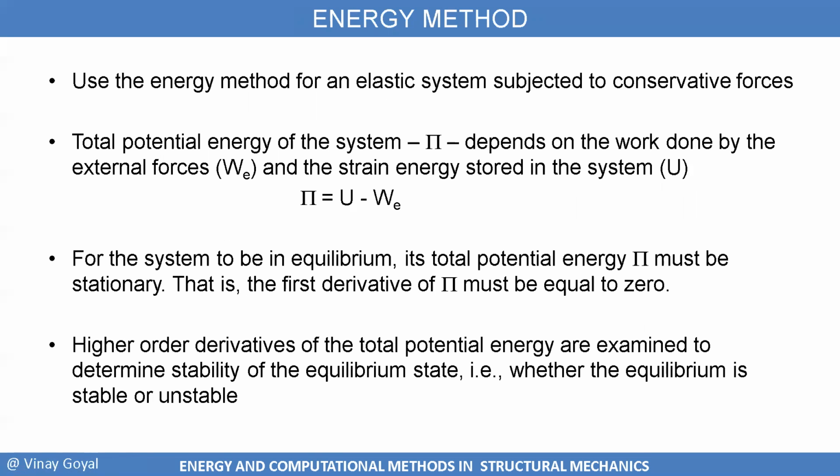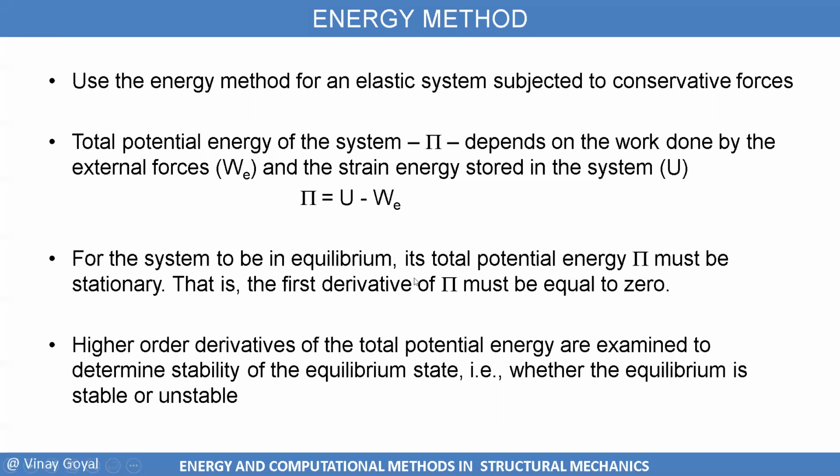So what is it that we're talking about here? You can use the energy method for an elastic system. Again, when you have conservative forces, you can use the energy method. The total potential energy of the system, pi, depends on the work done, WE, and the strain energy stored in the system. We talked about this extensively. For the system to be in equilibrium, its potential energy pi must be stationary. We talked about it very much.